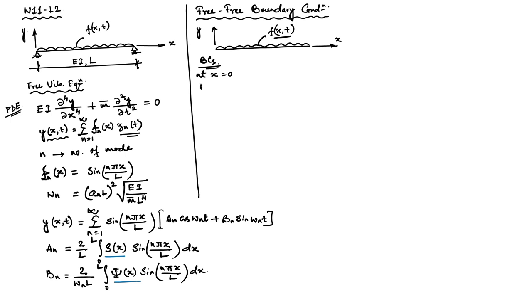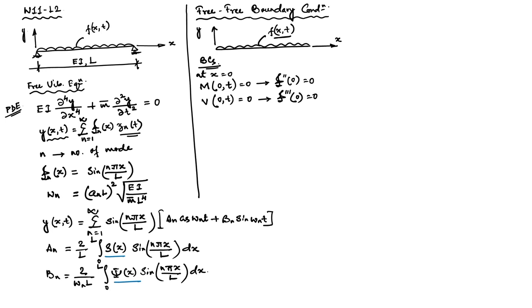We have moment M(0, t) equal to 0, and then shear force at 0, t is equal to 0. Now, the first condition gives us phi double dot of 0 is equal to 0. This I explained in the last class, it is very simple, and the shear force will give us third derivative of phi at 0 is also 0.